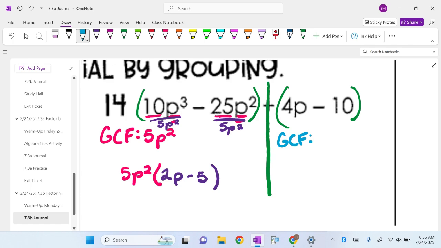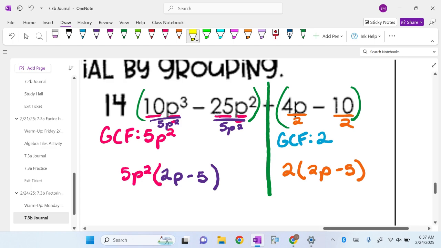So what number could you use to multiply to another number to get 4 and 10? 2. So it would be 2. So if I divide both terms by 2, we have 2 on the outside. 4p divided by 2 is 2p. Negative 10 divided by 2 is negative 5. Now, we got to check to make sure our bubbles are consistent. Are they the same? Yes, so we know we did it right.